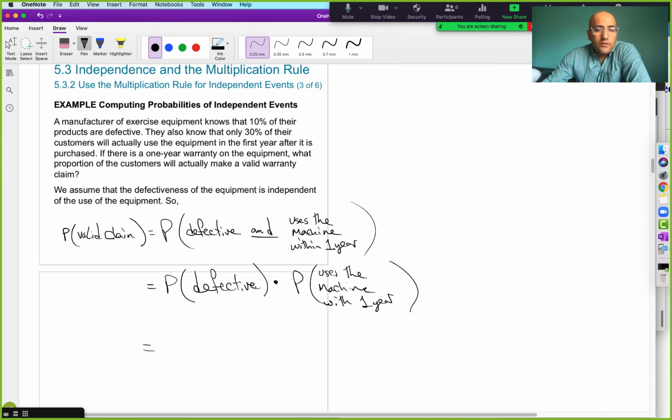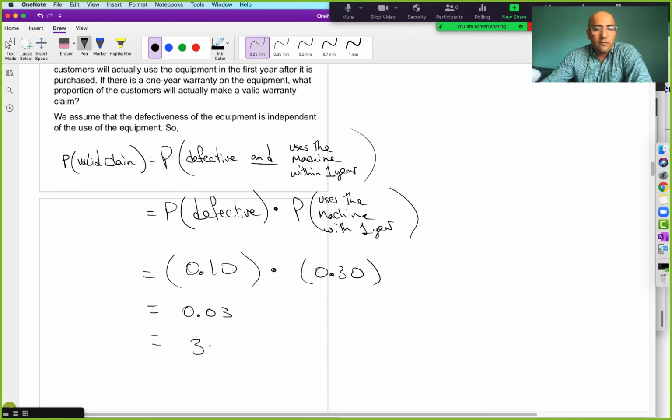Good. So 10% of all machines are defective. And we said that 30% of their customers will actually use the equipment within the first year. So this is 30%. So 10% of 30%, we multiply those two things together, and we're going to get 0.03, which is 3%. Got it? So this is the expected value, 3%.